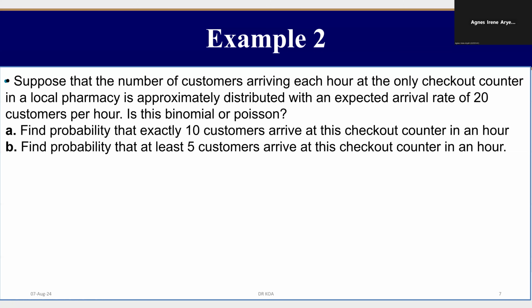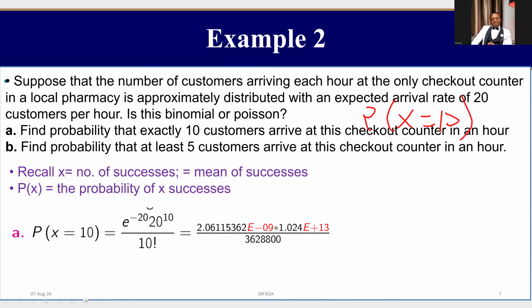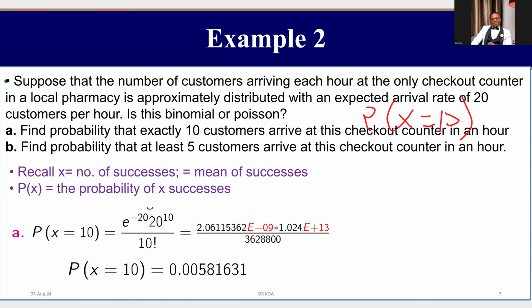So we're going to find exactly, so I just find the probability that x is equal to 10. That's all. Given the mean, if you do that well, we're going to get this sort of answer here. So probability that x is equal to 10, you get 0.0058. This is your answer. That's it. I'm done with Poisson.